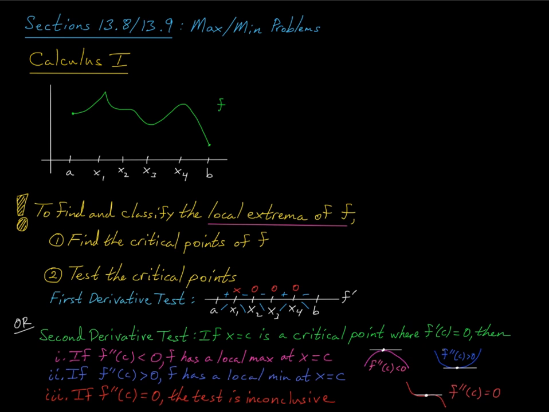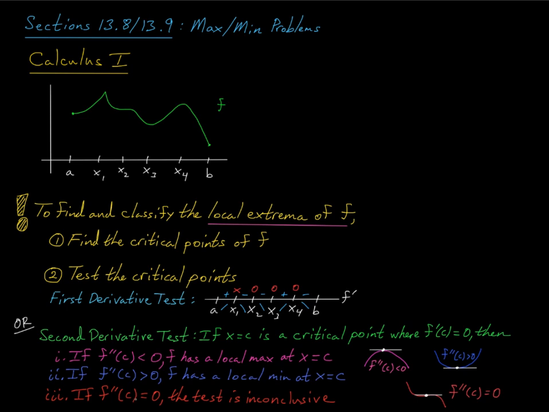But in any event, if we are at a flat spot where f prime of c is 0, then if f double prime of c is negative, that tells us we're at a flat spot and our graph is concave down at c. That tells us we have a local max at c. If the second derivative is positive, that's telling us we're at a flat spot on our graph and our graph is concave up. That says we have a local min at x equals c.